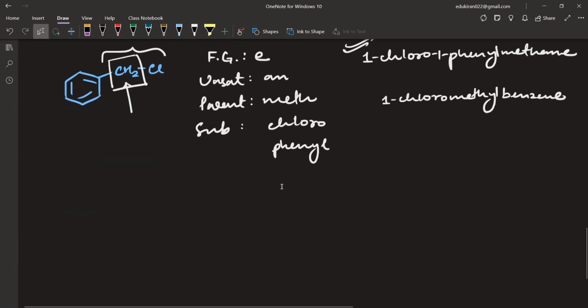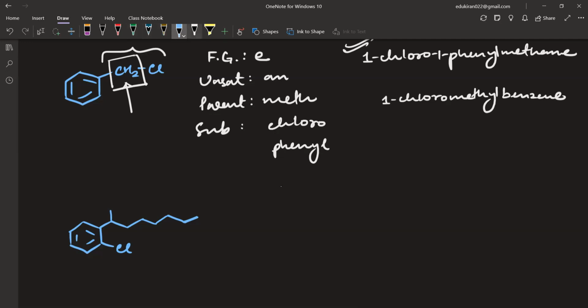Now, once the CBSE board gave a very weird example. Please write this one. So you have 1, 2, 3, 4, 5, 6, 7, 8. Okay. And then here they have chlorine. So, yeah. Now, when we have to name this, you have to see that we have an aryl halide here.